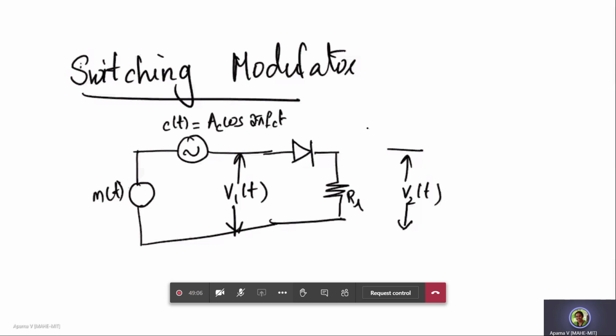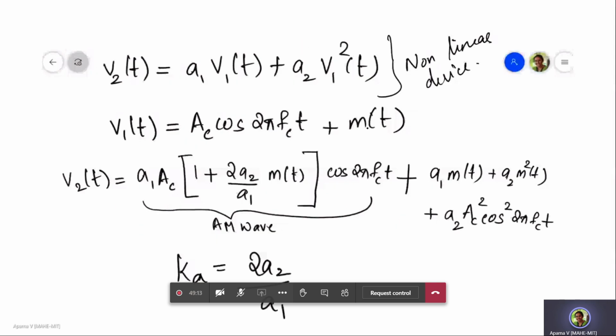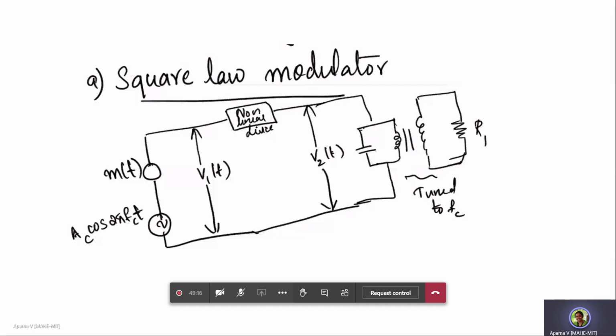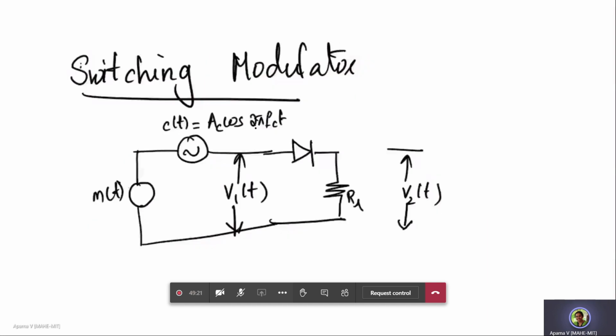Okay, next is the switching modulator. And this is a diagram for a switching modulator. See, for the square law modulator, the diode is a nonlinear device, used as a non-linear device which has non-linear input output characteristics. But in this switching modulator, the circuit is similar except for the filter part. You are going to use a diode, but here the diode is not used as a non-linear device, it is used as a switch. We assume that it has proper switch nature.